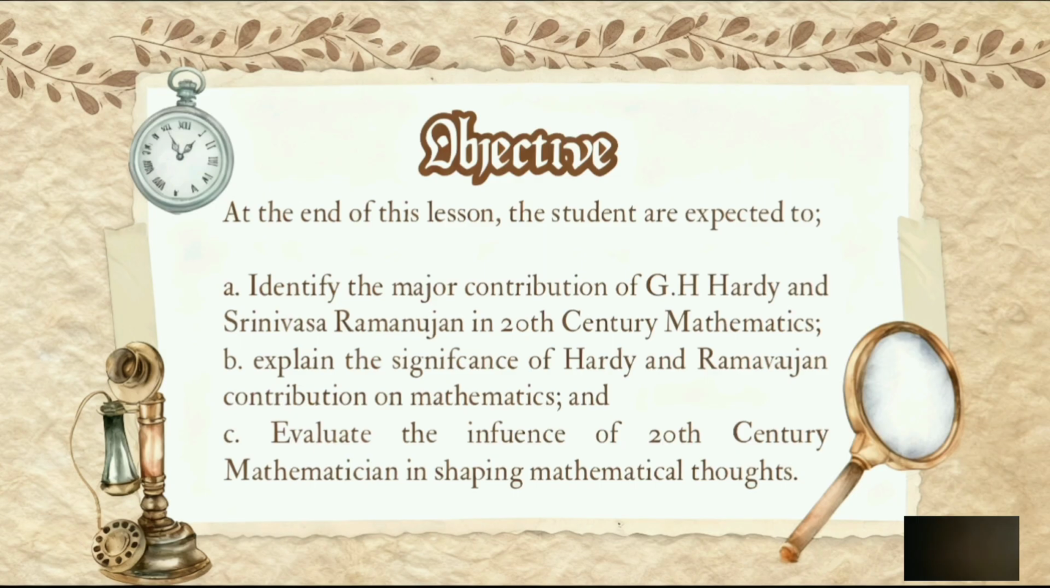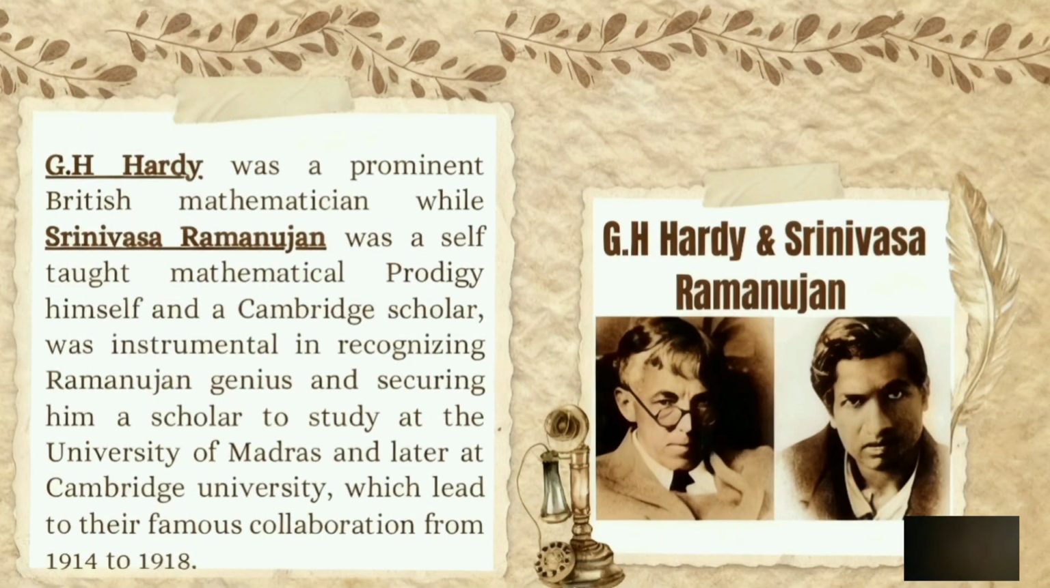Now, let's proceed. G.H. Hardy was a prominent British mathematician, while Srinivasa Ramanujan was a self-taught mathematical prodigy. Himself a Cambridge scholar, Hardy was instrumental in recognizing Ramanujan's genius and securing him a scholarship to study at the University of Madras and later at Cambridge University, which led to their famous collaboration from 1914 to 1918.